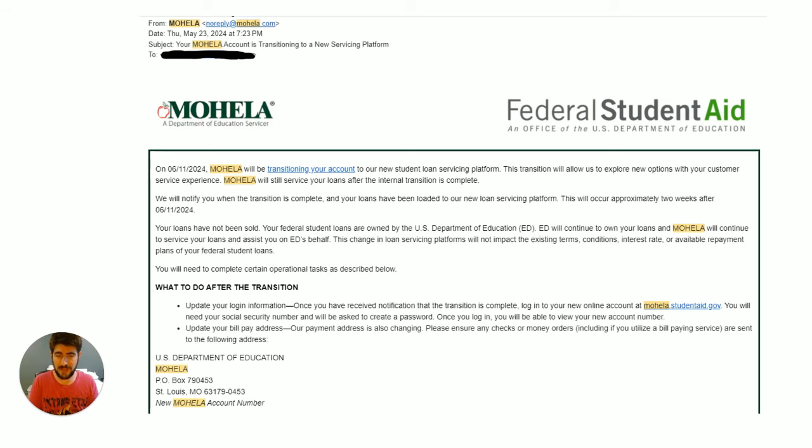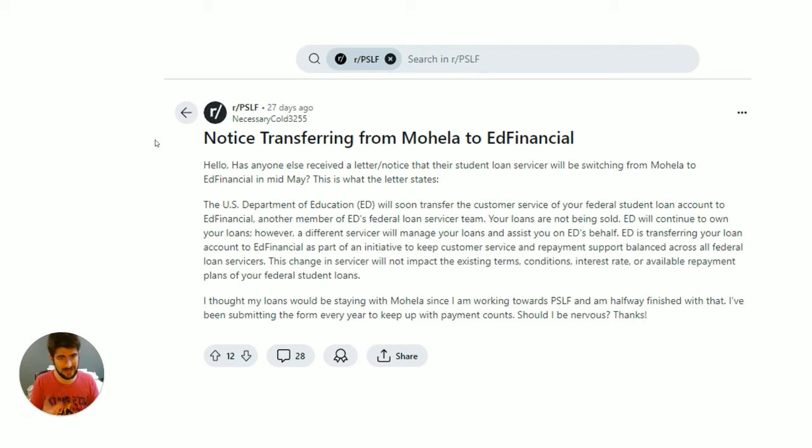So that's the first type of transfer that's occurring. Now let me show you the second type of transfer that's occurring. Some borrowers that have MOHELA, about 1 million, are going to be having their loans move from MOHELA to Ed Financial. Why? The Department of Ed is obsessed with this idea of having the servicers be roughly in balance with each other, meaning that all the big four servicers, they want them to have roughly the same amount of borrower accounts. Why is that?